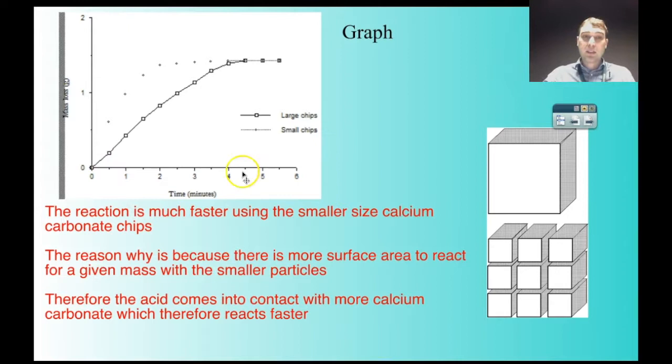So here's our graph. Here we have our time going on. Here we have the mass lost, and we can see for our large chips here, there's a smaller mass lost initially, and with our small chips we have a greater mass lost initially.